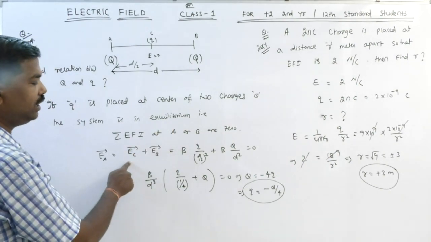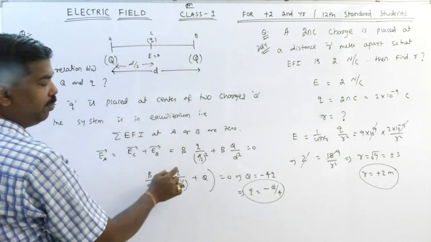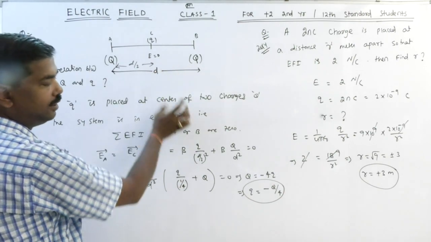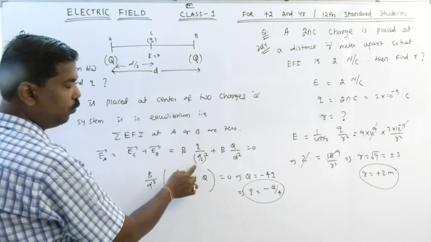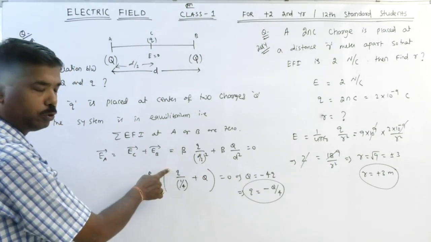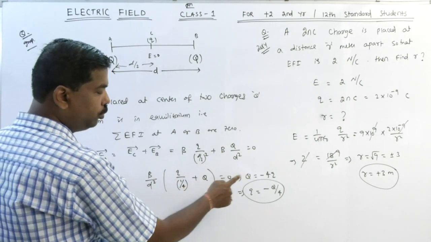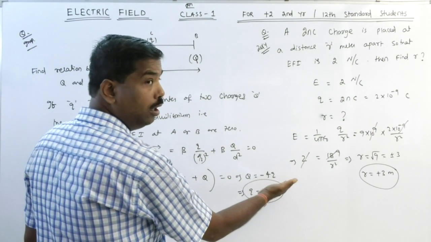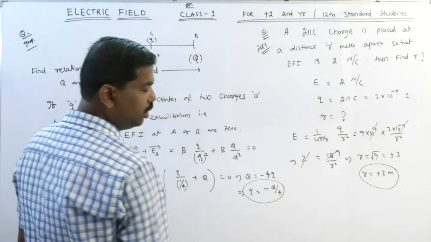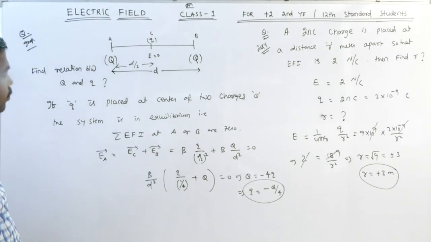So EA vector is equal to EC vector plus EB vector. So for EC, the distance is d by 2, 1 by 4 pi epsilon 0 q by r square. Here for B, the total distance is d, k Q by d square. So 4 k q by d square, the 1 by 4 comes to the numerator. So 4q plus Q is equal to 0, or I can write q is equal to, if we take it to the right side, minus 4Q. So q is equal to minus Q by 4. This is the regular question.